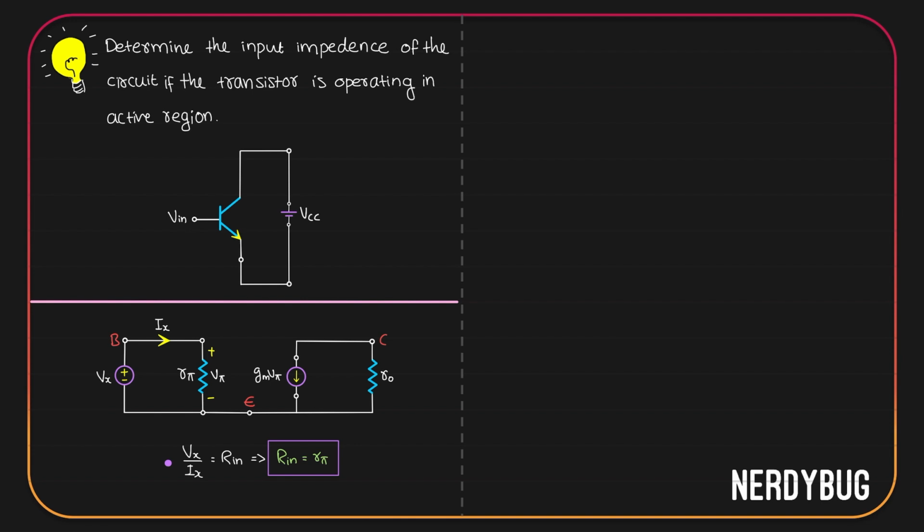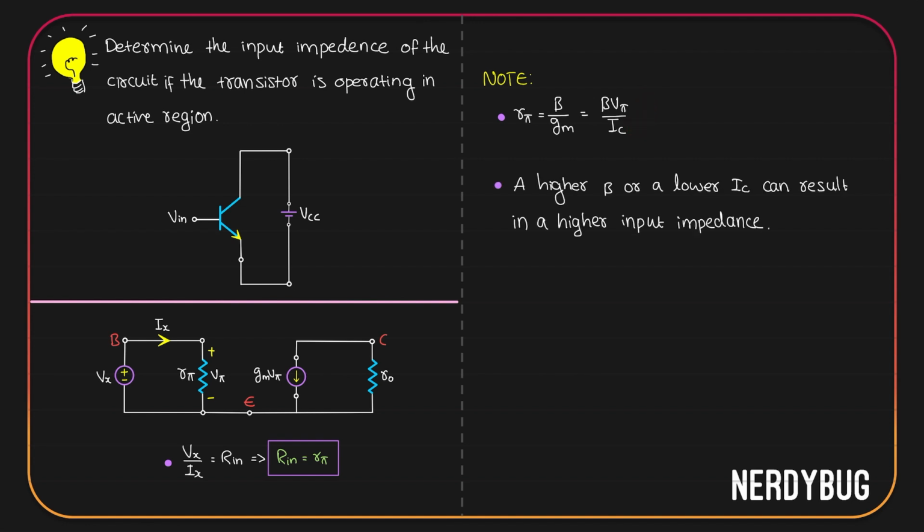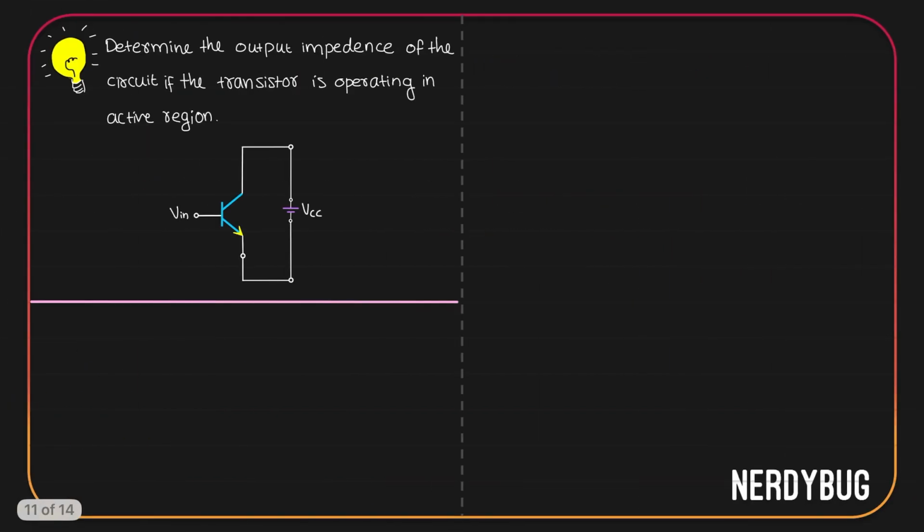Now another important thing we can see here is this. We know R pi is given as beta by Gm. But Gm is Ic by V pi. So we get R pi is beta V pi by Ic. Beta is the intrinsic current gain of the transistor, Ic is the collector current. So we can say a higher beta or a lower Ic can result in a higher input impedance, which is desirable. Let us see the next question.